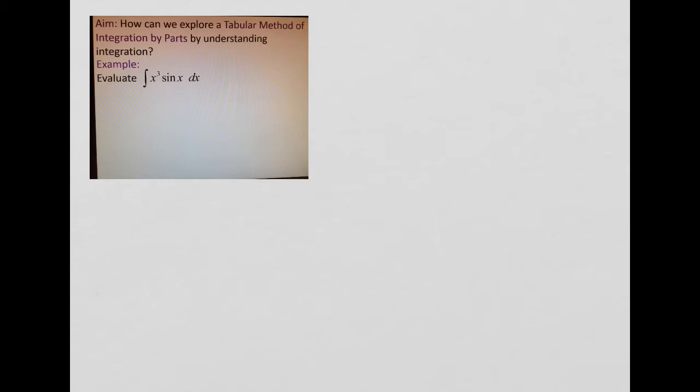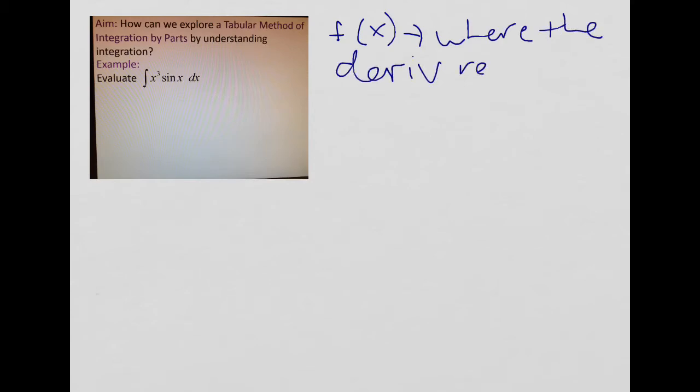So here we have a tabular method to do integration by parts. This is if we can establish an f of x and a g of x. So let me go over. When we establish f of x, we want f of x to be something where the derivative repeats and it becomes 0. That's very important. And I wish I wrote 0 much better than I did. That's supposed to be the word 0.